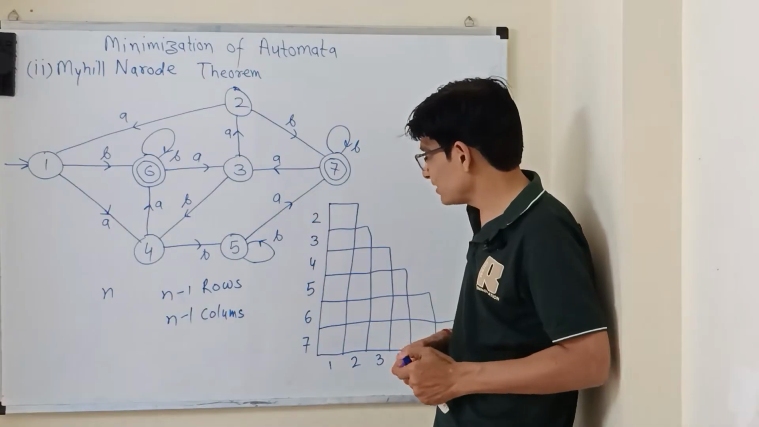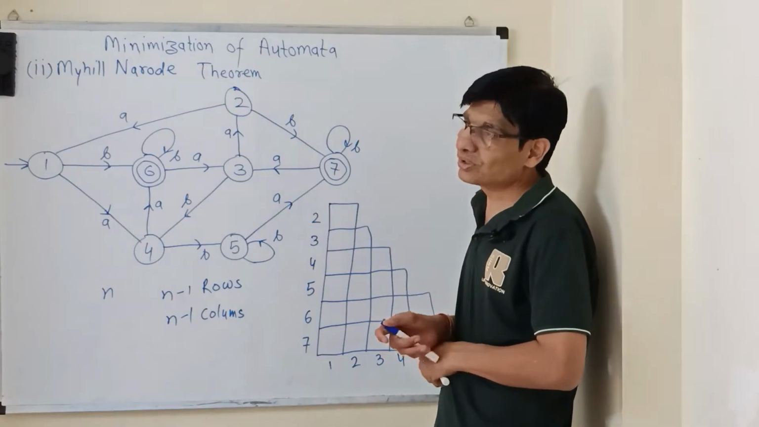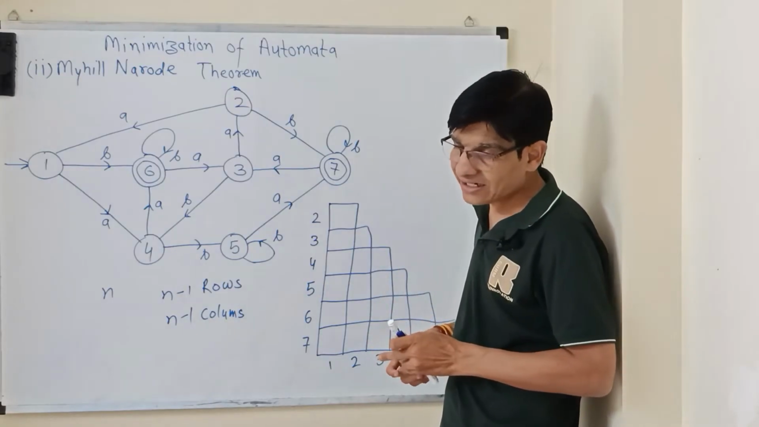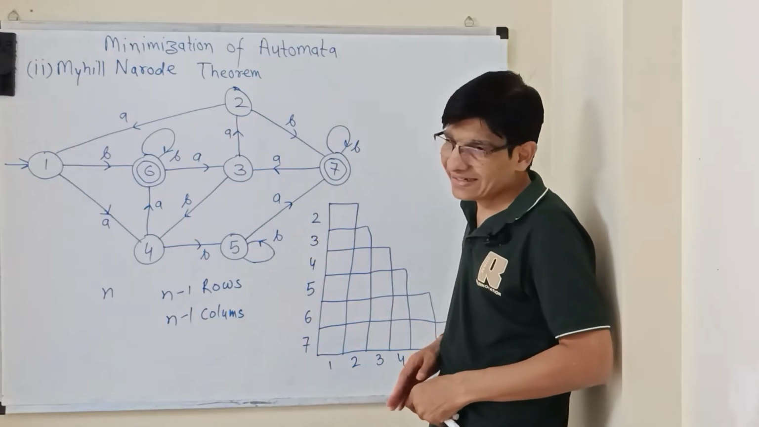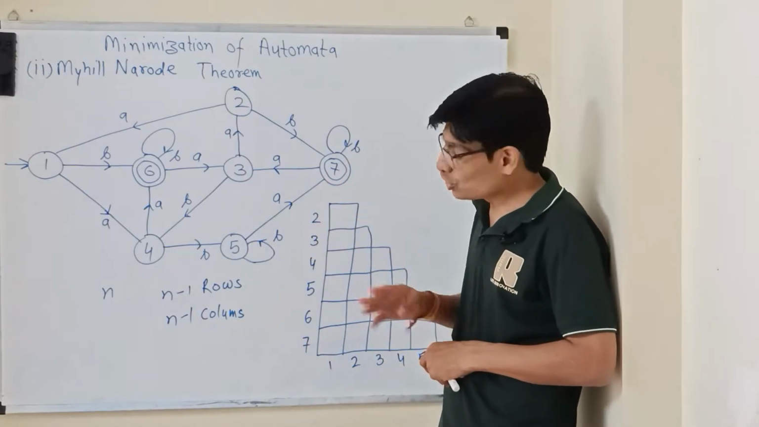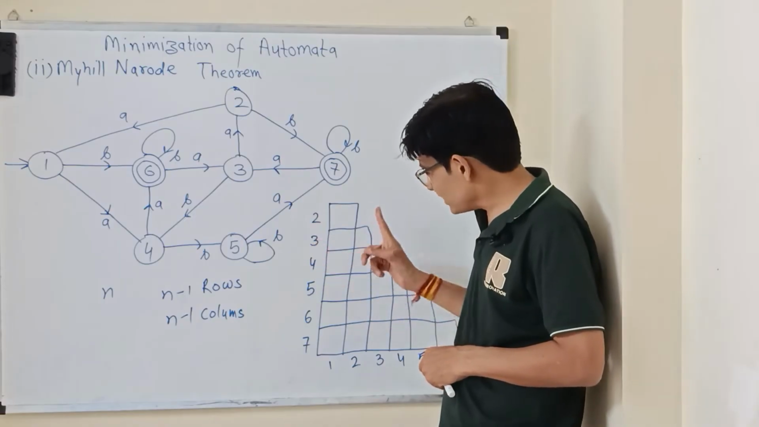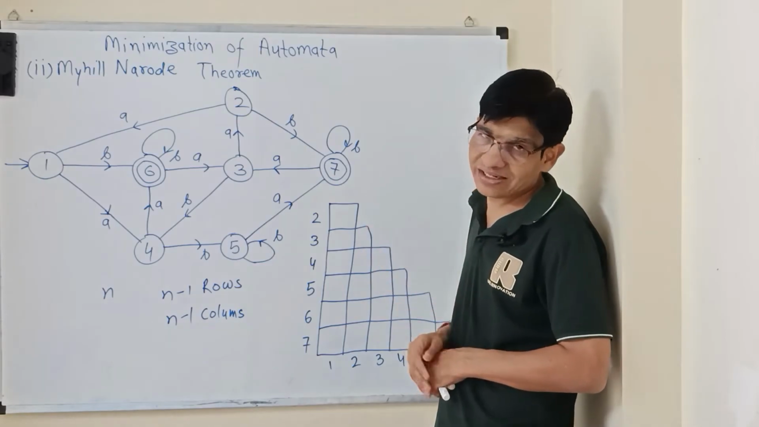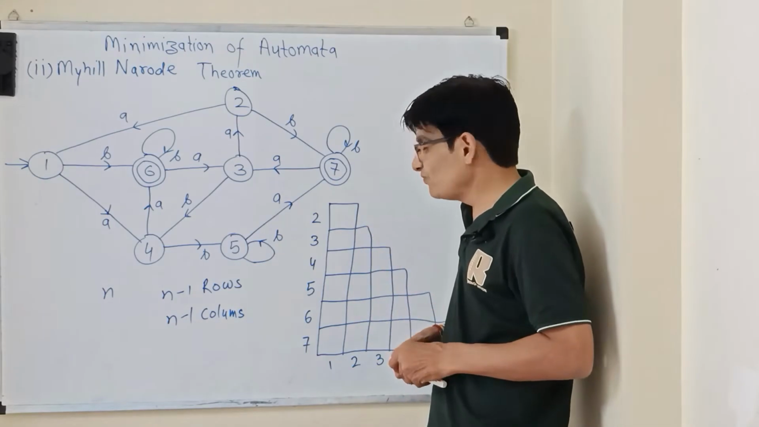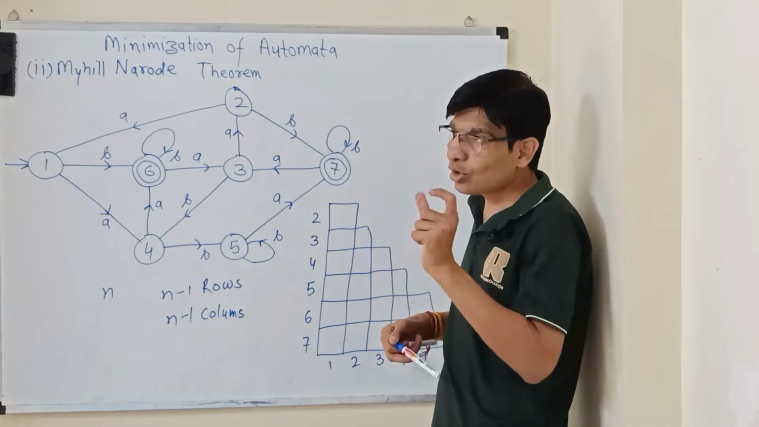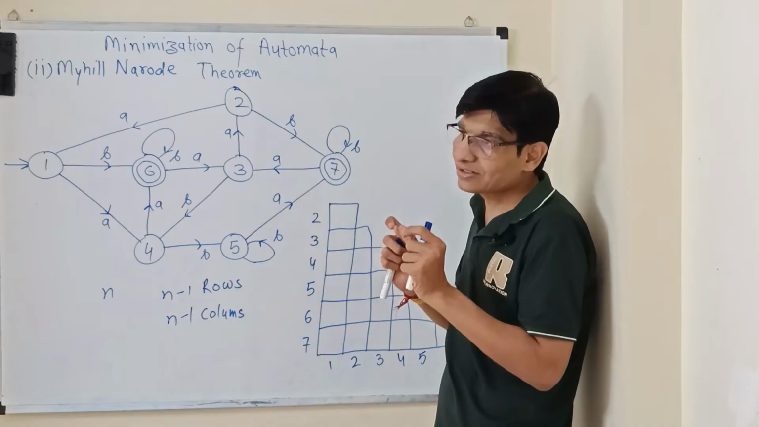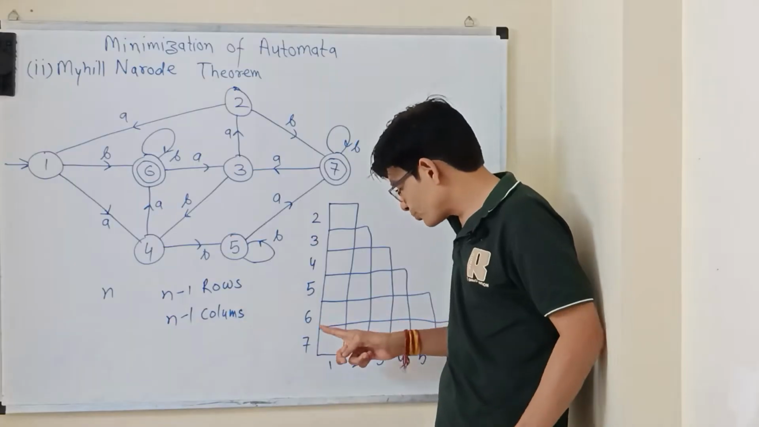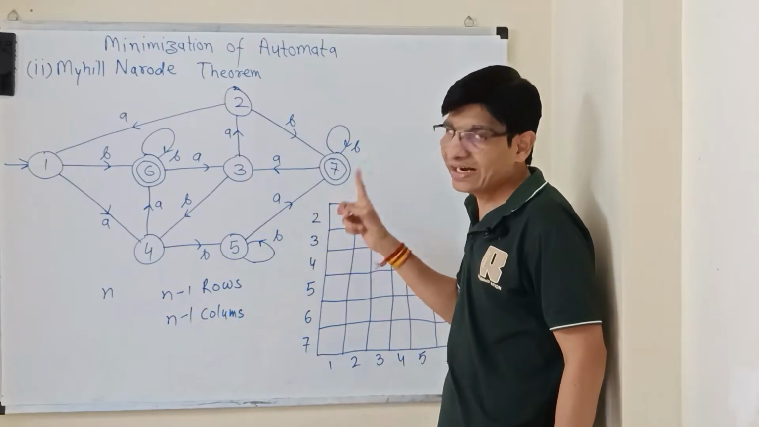Now, my friend, what would be the first criterion to put the cross? As in the equivalence theorem method or set method, we use the first criterion as final and non-final state. So we can use final and non-final state to put a cross. A cross means that the particular combination of states is different. So we will put a cross between final and non-final states.